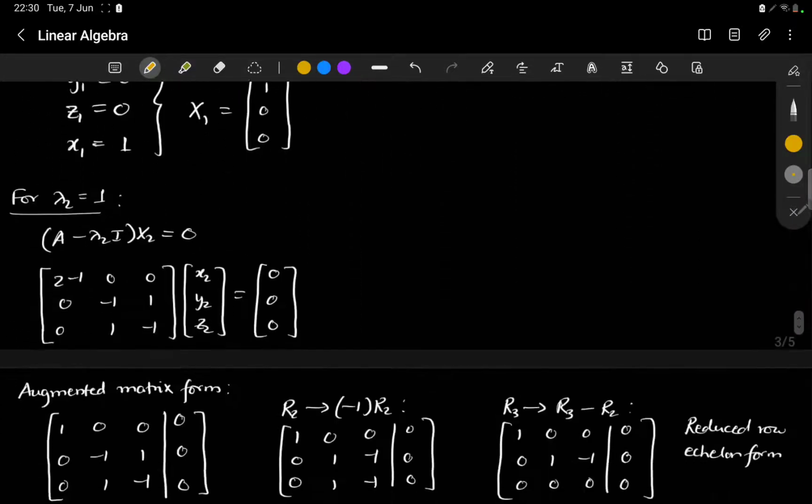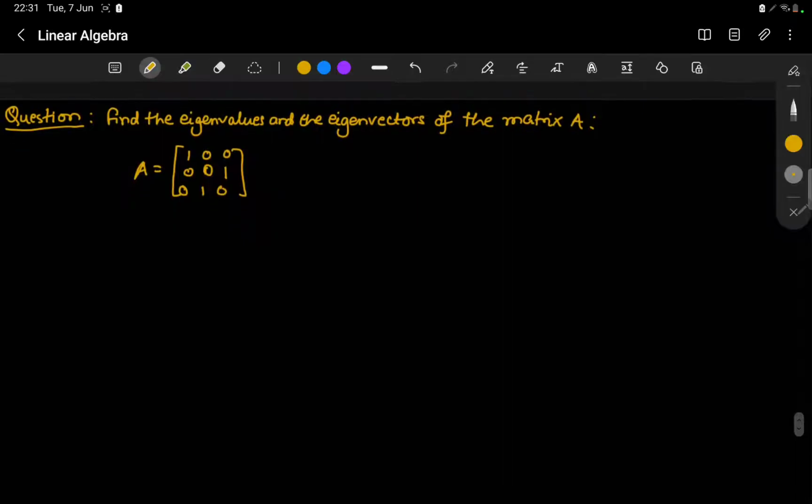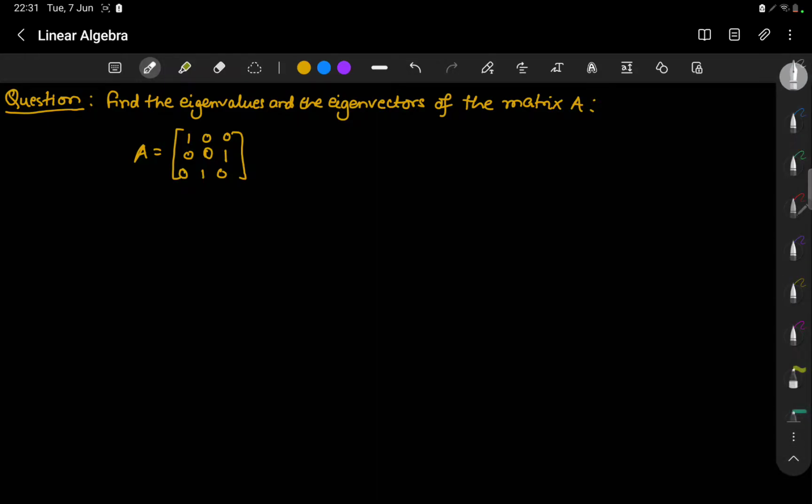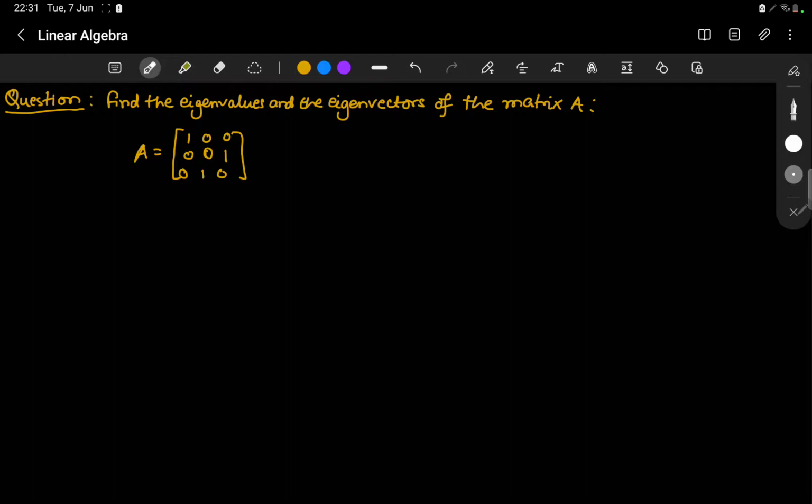So let us come to our question. We are given this matrix and we need to find the eigenvalues and eigenvectors. So let us write down the characteristic equation. The characteristic equation is given as follows. So this would be like so.